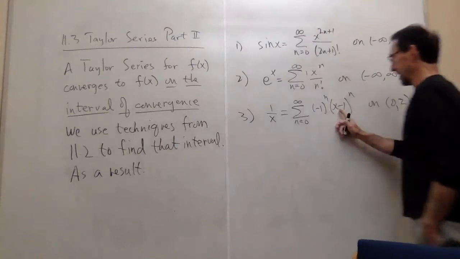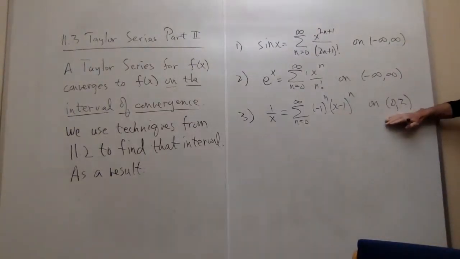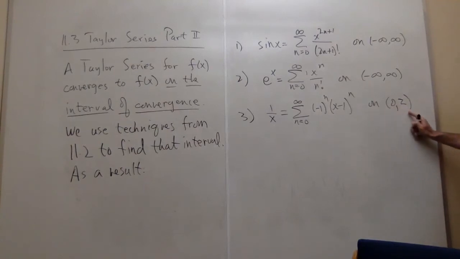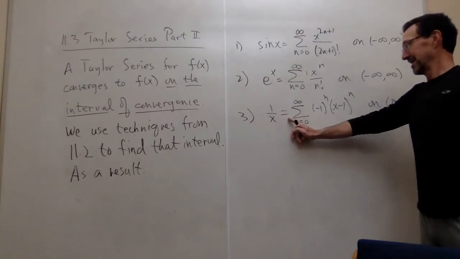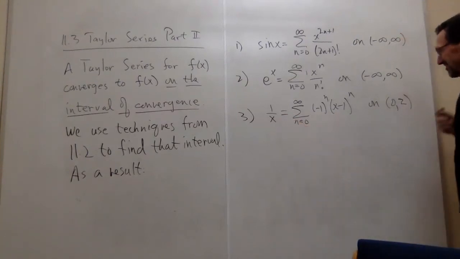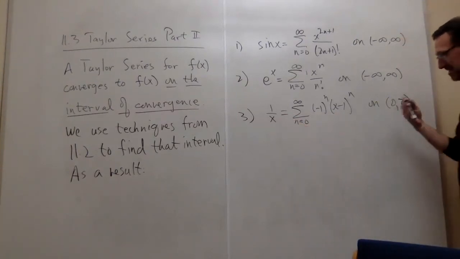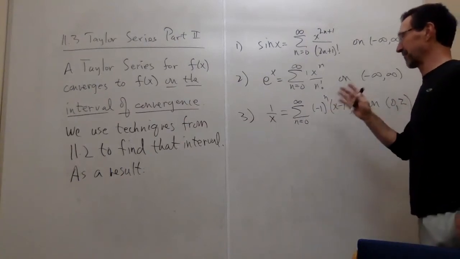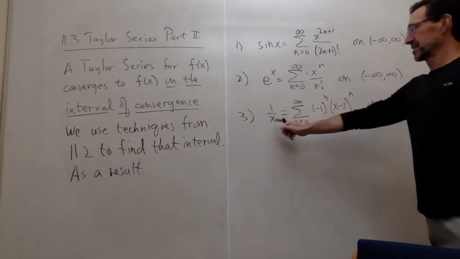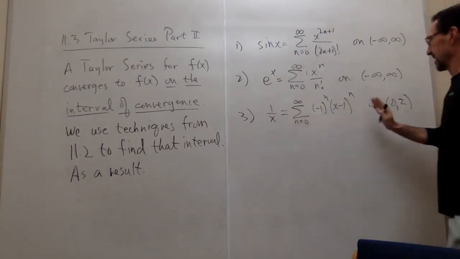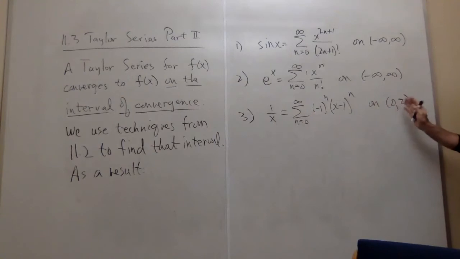It's centered at 1, and therefore the interval is 0 to 2. Outside, for all negative numbers, for every number bigger than 2, this is not true. In fact, if you think about it, it's ridiculous. It couldn't possibly be true. But for every single x between 0 and 2, this series converges to that function. Okay, so we can't ignore the interval of convergence.